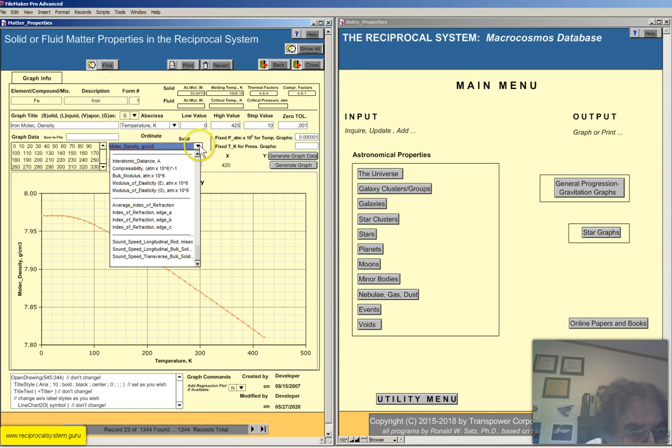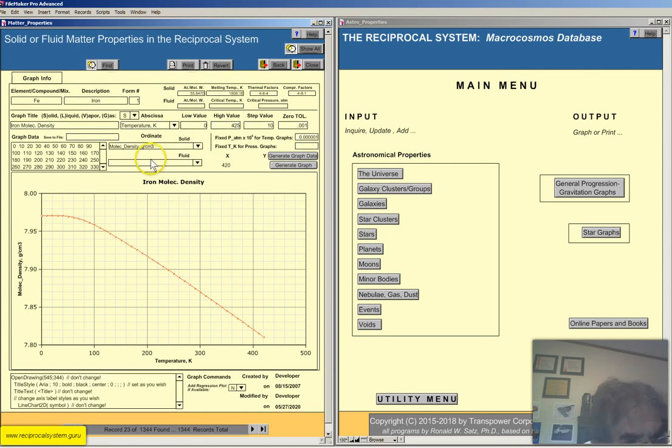All right. So I'm going to keep the molecular density. If this were a fluid, well, we'll do the fluid ones later. So basically, you would just click here, generate the graph data. It'll take a few moments, and it'll put all the stuff right here.